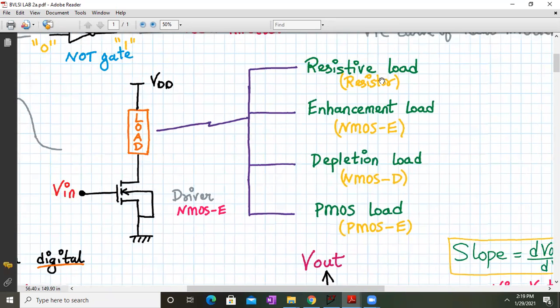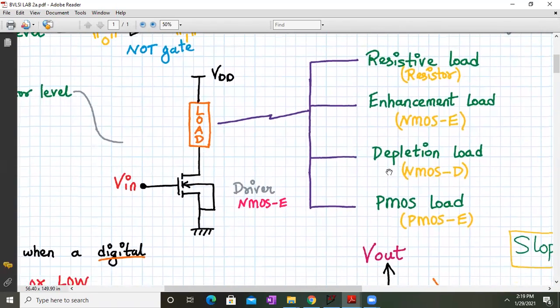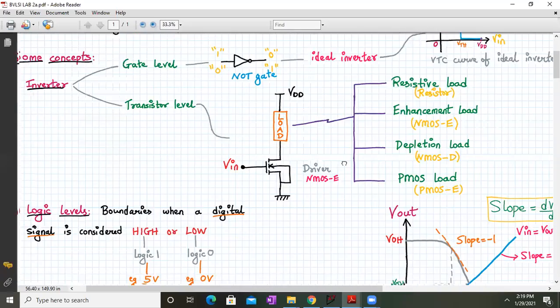This load might be a resistive load, which will be a resistor. It can be an enhancement load, which will be an NMOS enhancement transistor. It can be a depletion load, wherein we use an NMOS depletion transistor, or else it can be a PMOS load. A PMOS enhancement transistor along with an NMOS enhancement transistor is called a CMOS inverter. So this PMOS enhancement load we'll be using. These are the four types of inverters which we are going to analyze.